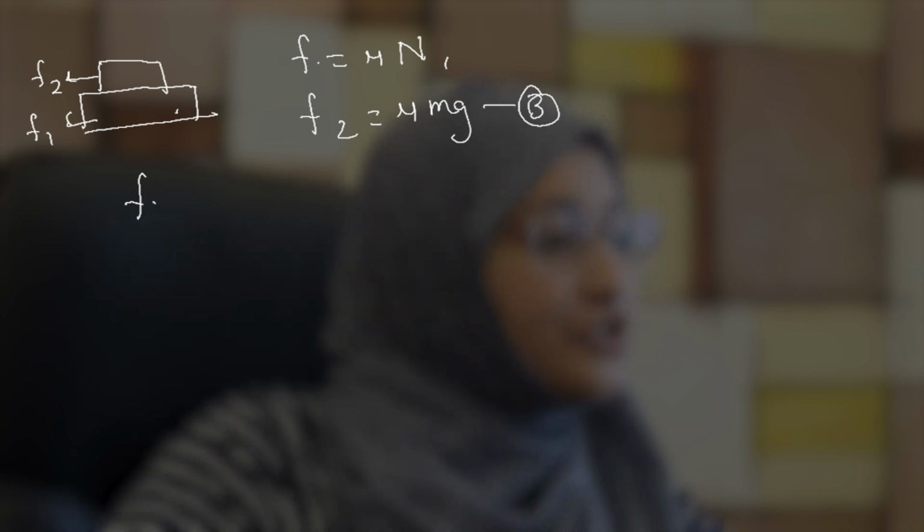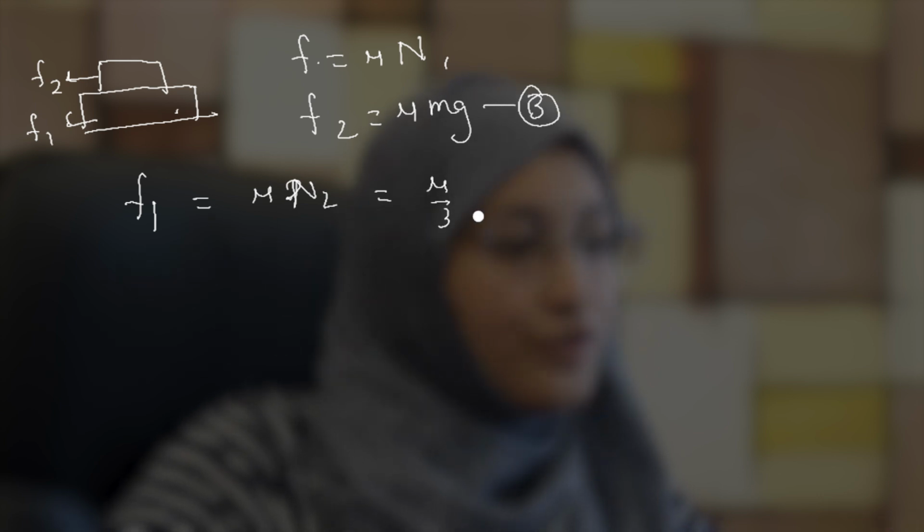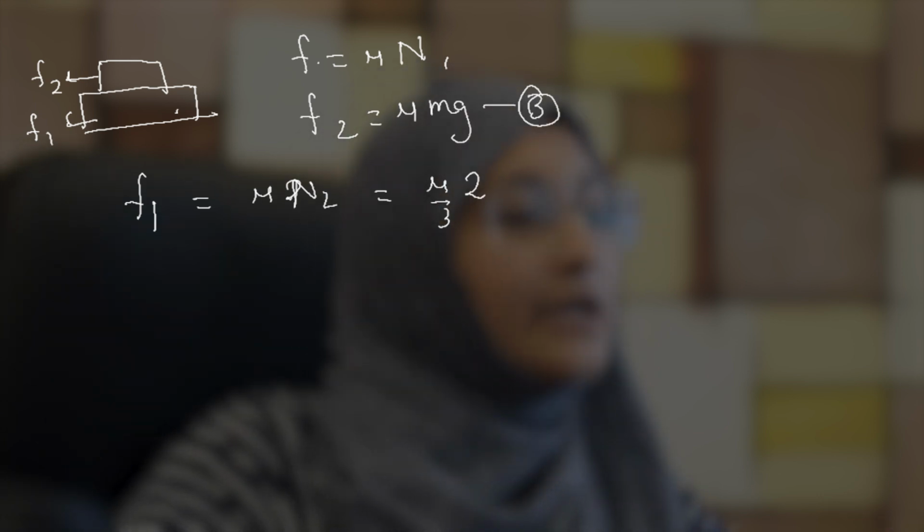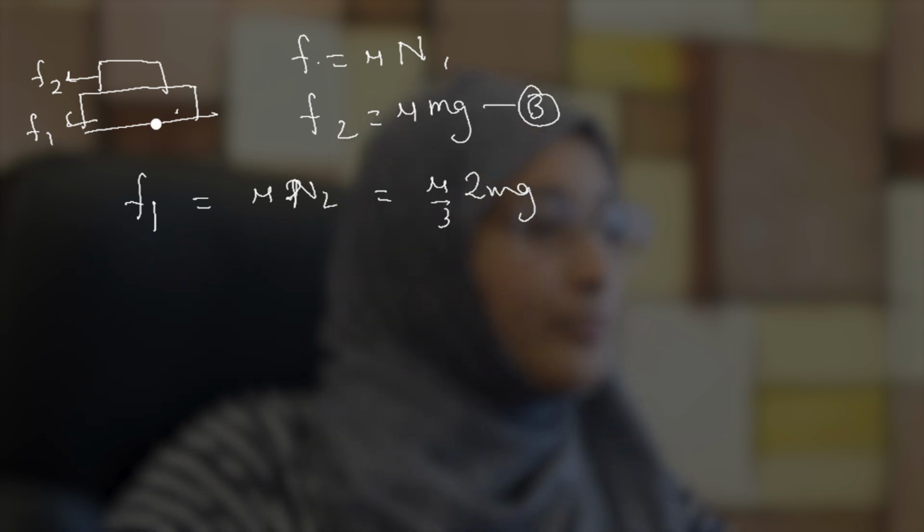And the frictional force for the larger block is F1, which is equal to mu into N2, which is equal to mu by 3, as the coefficient of friction is given as mu by 3, into 2mg. So F1 came as mu by 3 into 2mg.